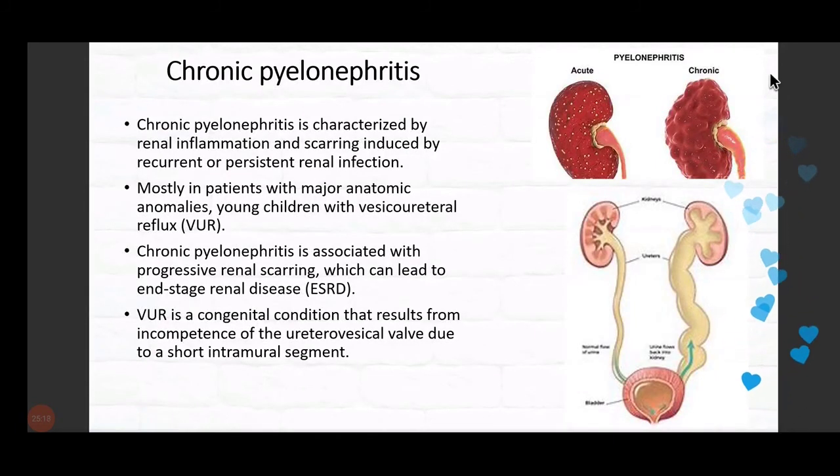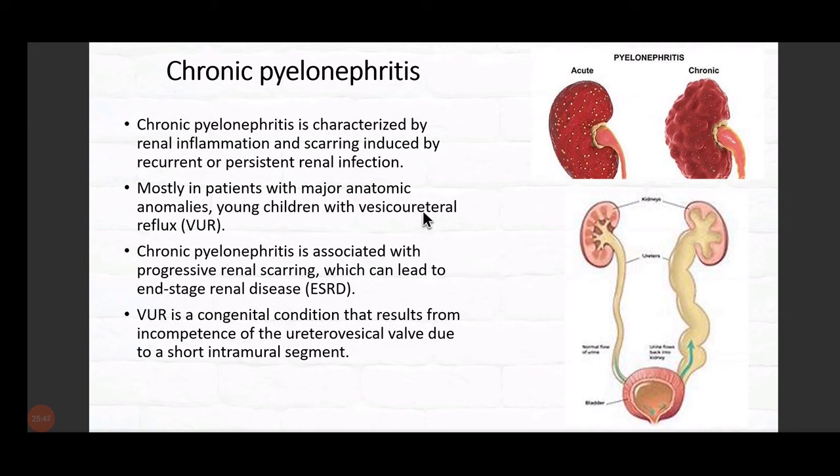Chronic pyelonephritis, as the name suggests, it is chronic. That means if this was acute, there were multiple small abscesses of the renal parenchyma. Chronic pyelonephritis is characterized by renal inflammation and infection repeatedly, not a one-time episode or maybe twice. And this repeated infection results in scarring, which ultimately deforms the kidney like this.